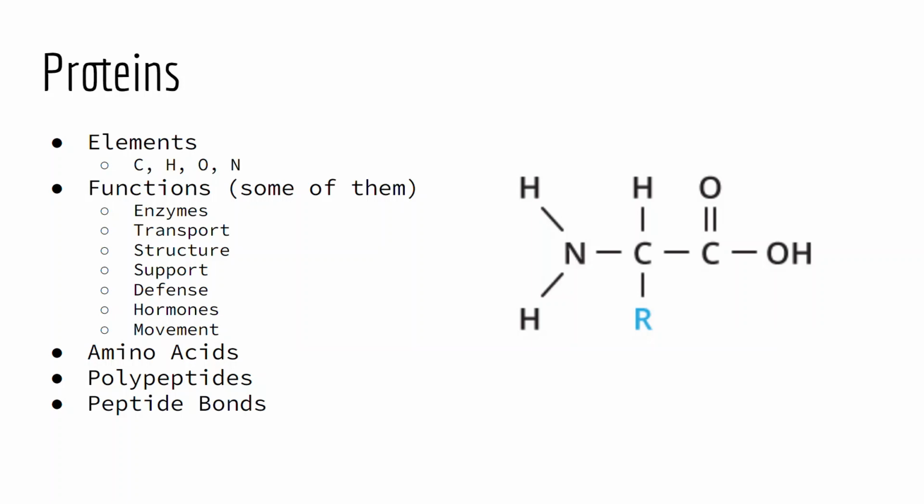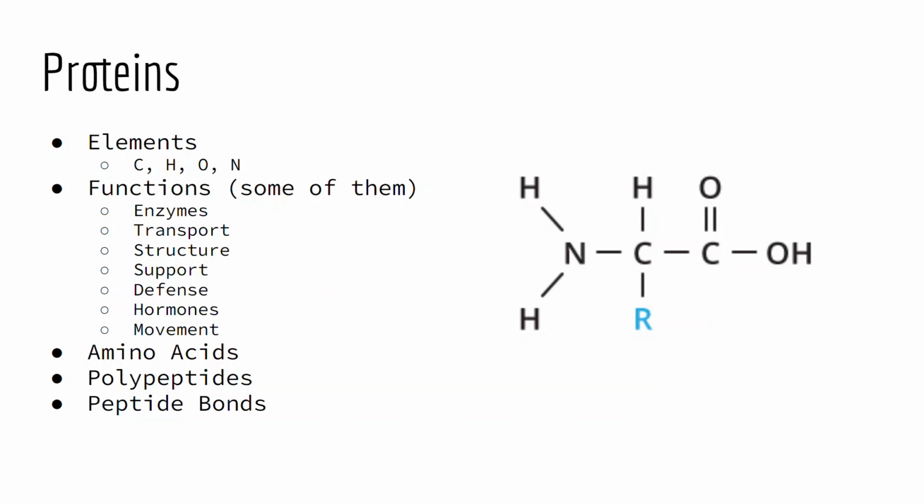Then you have transport, so take for example protein pumps in cell membranes that pump in molecules. And then proteins are also useful for structure and support. And for defense, think of your immune system. The antibodies in your immune system are proteins. Most hormones are also protein-based, and hormones are just chemicals that tell your cells to do stuff. And proteins also aid in movement. Think of actin and myosin, two proteins which help your muscles move.